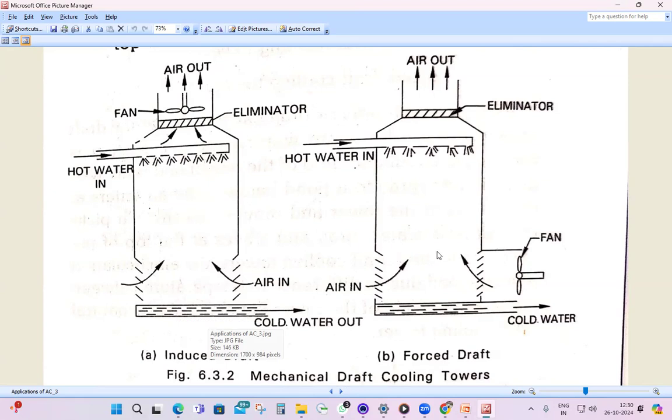And the second one is forced draft. Here the fan is placed at the bottom, and the fan forces the air into the cooling tower, so that the air enters the cooling tower at high pressure and moves upwards. During its flow through the cooling tower it absorbs the heat from the water which is being sprayed, and finally it leaves from the top. So this is about the forced draft cooling tower.